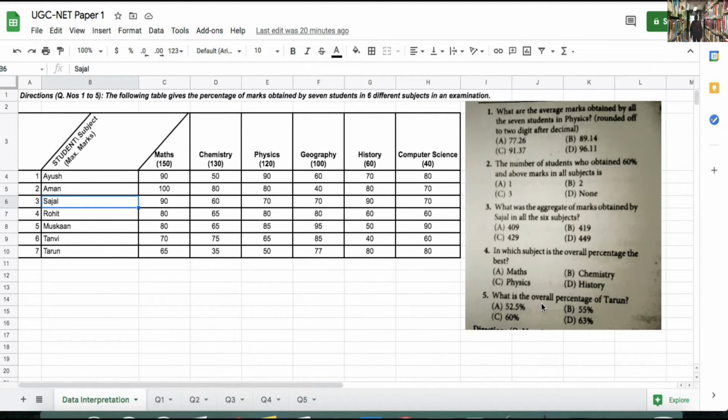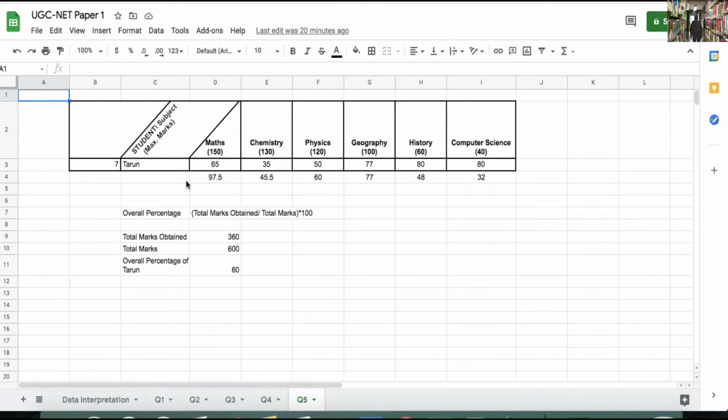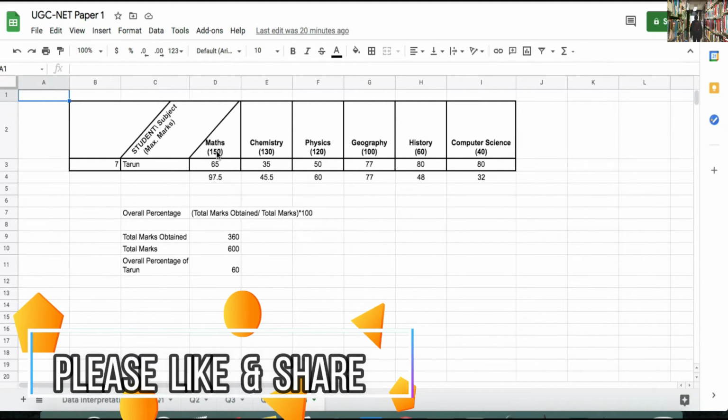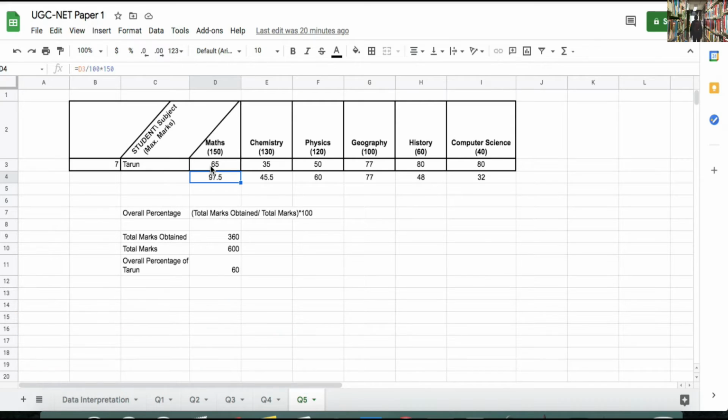So the last question is, what is the overall percentage of Tarun? On seeing this question, 90% of students will just start adding all these and calculate the average percentage. We don't want the average percentage, we want the overall percentage. We need to find out the overall percentage and I'll tell you how we can do that. Okay, see, we need Tarun's. In Maths he got 65%, that means how many marks out of 150? 97.5. What to do here, nothing, 65 divided by 100 into 150. It means if he got 65 out of 100, how much will he get out of 150.